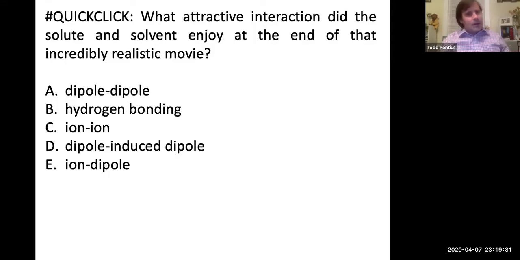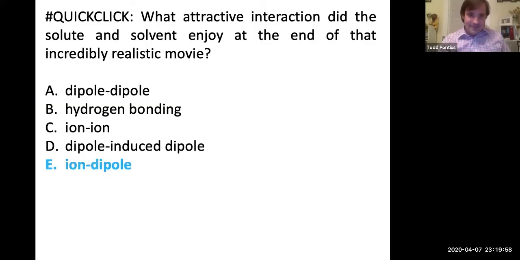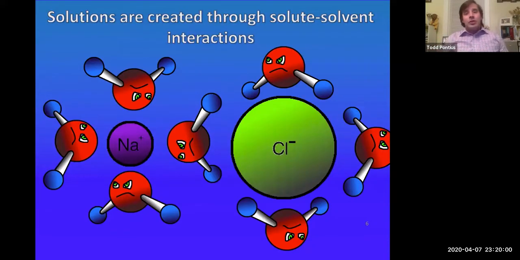So, as a quick click, what type of interactions did the solute and solvent enjoy at the end of that incredibly realistic movie? Take a moment, pause it. You did it! Ion dipole. So we had our ions, our Na plus and our Cl minus, and they were interacting with the dipoles of water, the partial positive hydrogen side and the partial negative oxygen side. So solutions are created because of these solute-solvent interactions. The favorability of these interactions is what allows solutions to be formed.